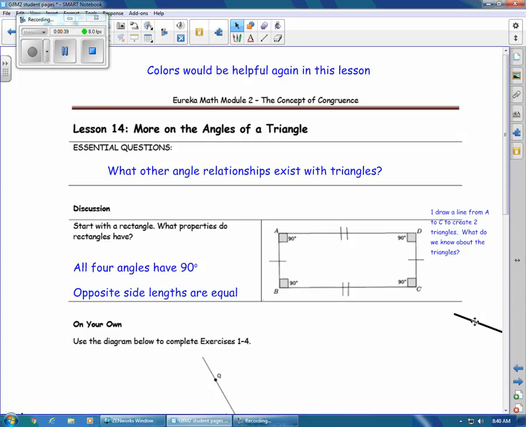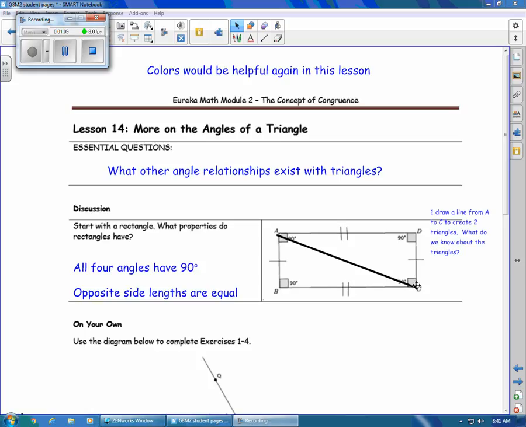Now we're going to draw a line from A to C to create two triangles. What do we know about these two triangles? First of all, they both have a 90-degree angle, so they're both right triangles. They both have congruent side lengths, including the hypotenuse. So we know that both triangles are congruent because we've got all side lengths the same, and our angle measurements the same.